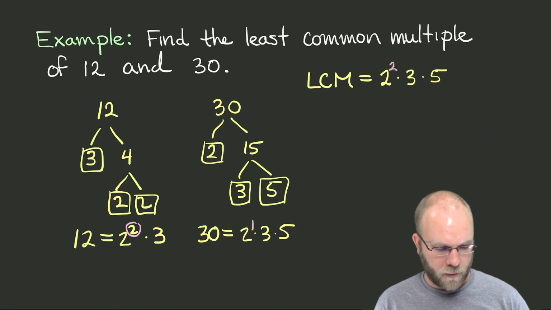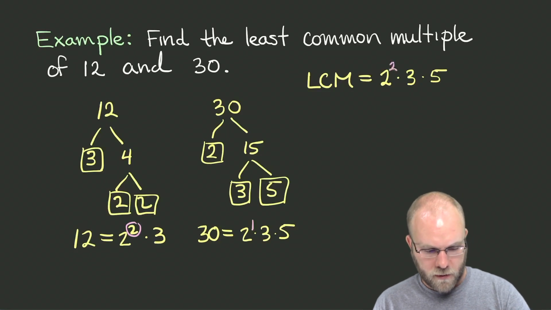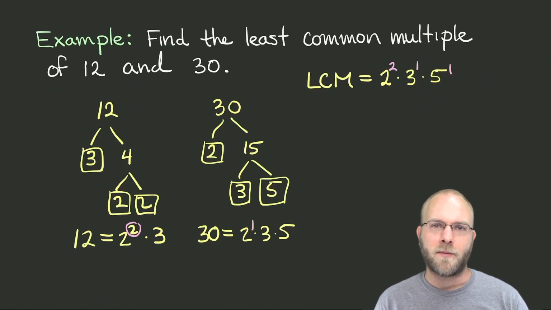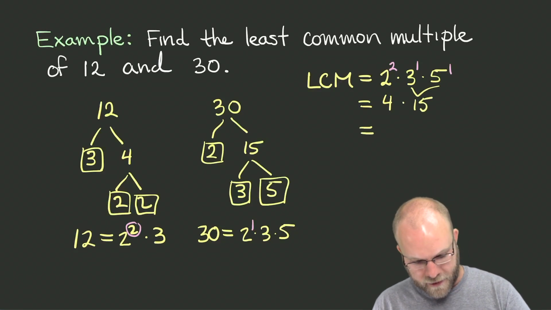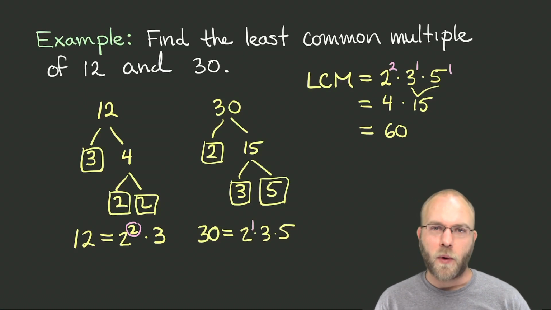So the highest power on 2 is 2. Now the highest power on both 3 and 5 is 1, and so they'll be raised to the first power in that prime factorization. So we're going to have 2 squared, which is 4, and then 3 times 5 is 15. And when we take 4 times 15, we're going to get 60. So our least common multiple of these two numbers is 60.